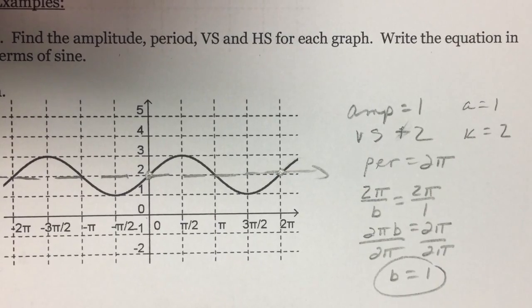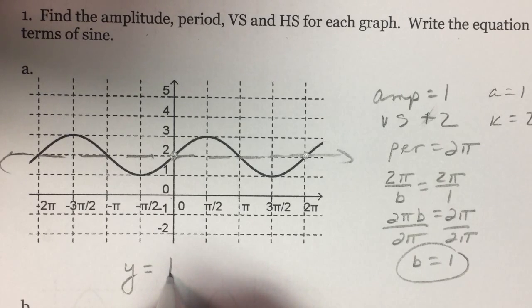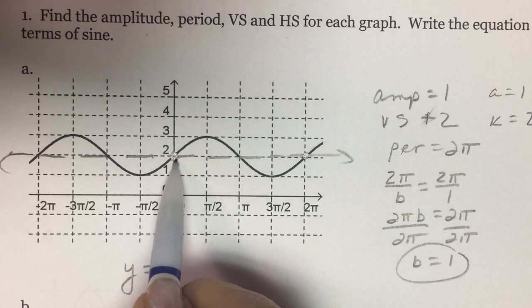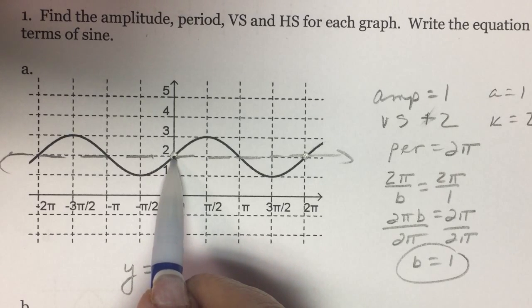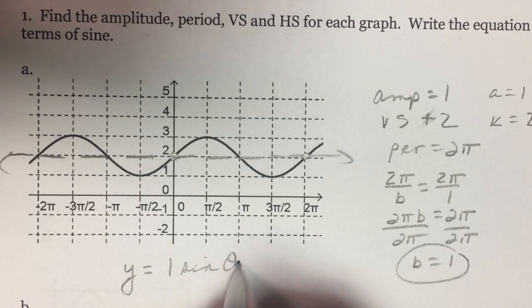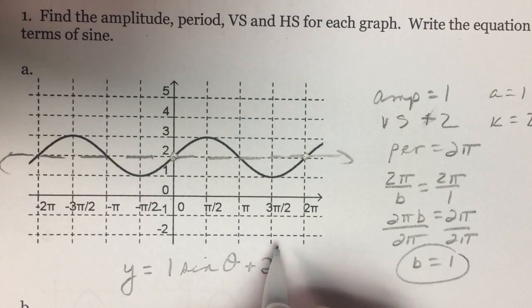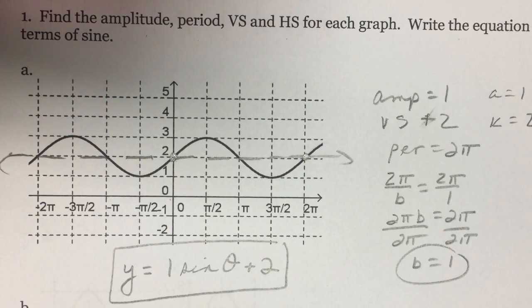Okay, so let's put that all together. So we're going to have y is equal to, my a is 1, sine. Now, sine starts, remember, at the origin, and the origin has been shifted up 2. So it's just going to be sine of theta, or x. Let's put theta. And then there's a vertical shift of 2, so it's simply plus 2. And there's the equation.